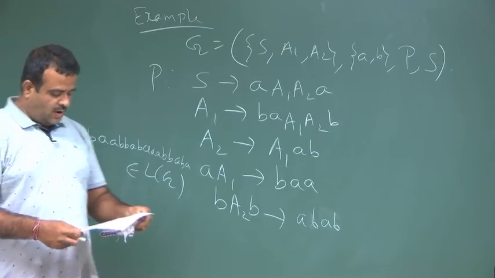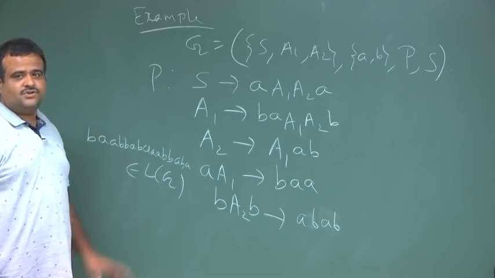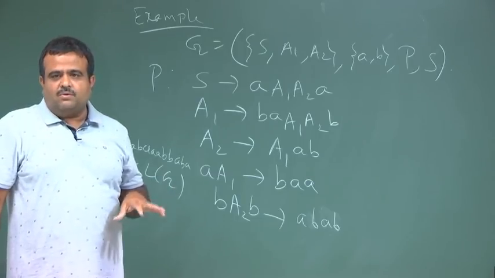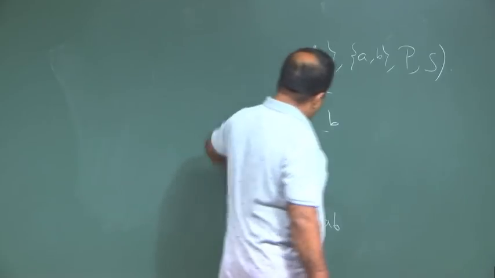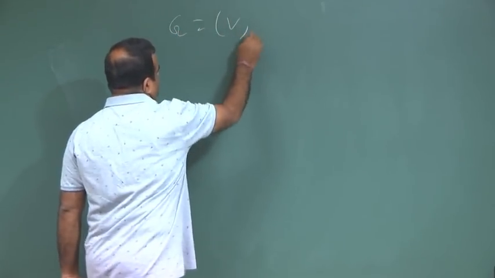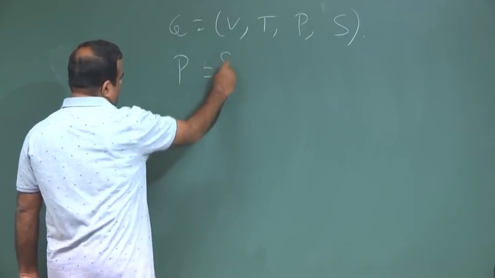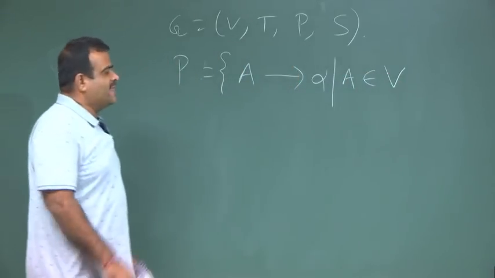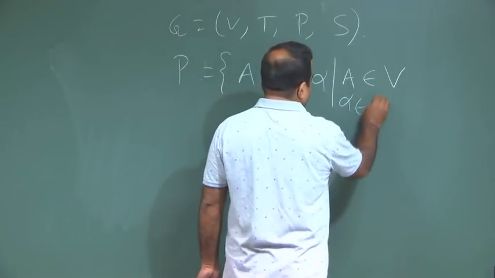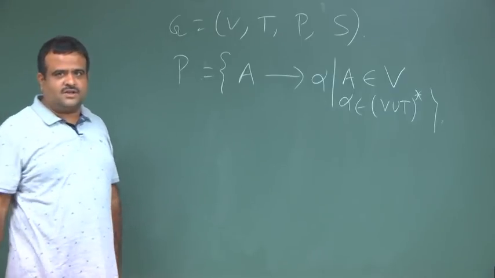So, this is another example where the left hand side of the production is not only a variable, but it is also a string of variables and the terminal. But this is a different type of grammar, we will not go on that. So, we will restrict ourselves to the grammar where we have only a variable on the left hand side of the production, like V, T, P, S, our productions are of the form A is going to alpha, where A is a variable, it is not a string of variables and terminals, but alpha is a string of variables and terminals. So, we'll consider now this type of grammar.